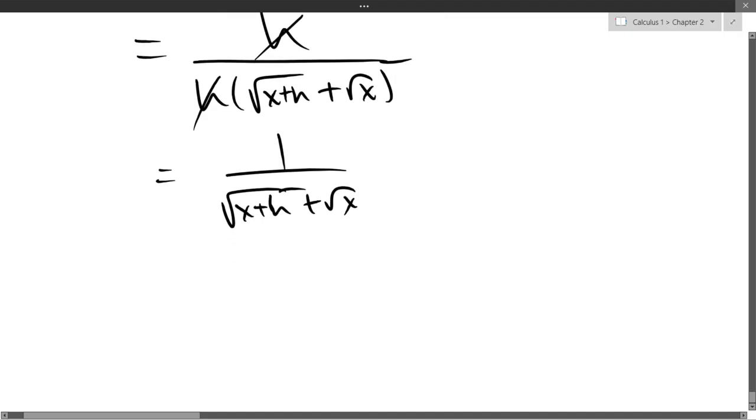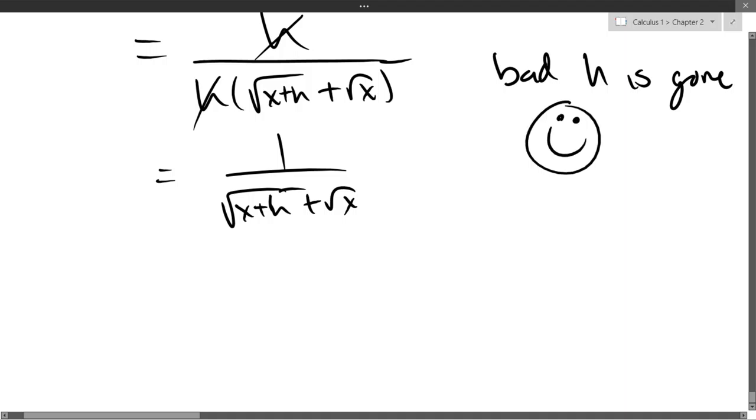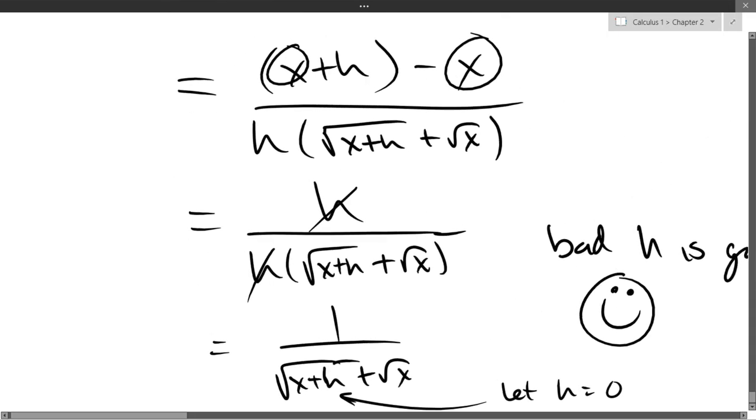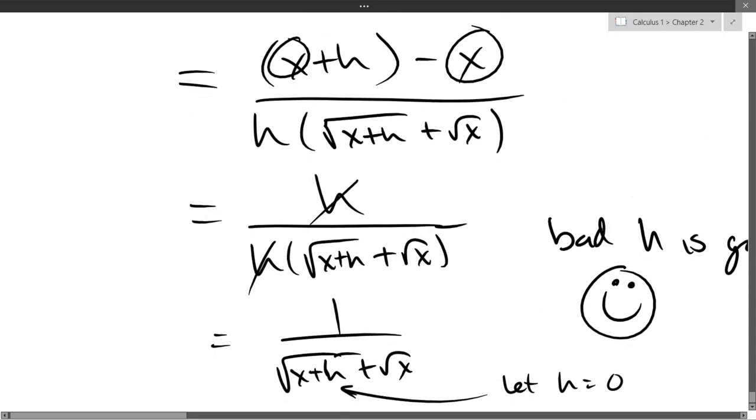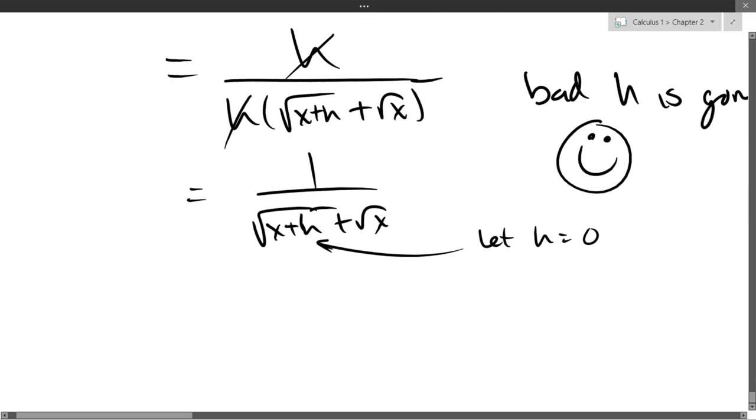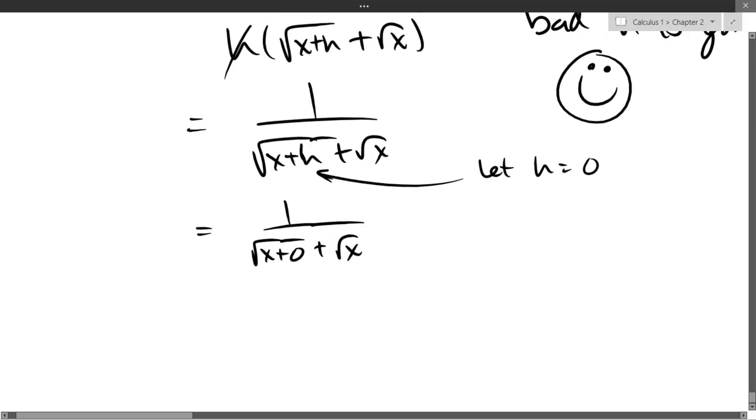So 1 over... our bad h is gone. Smiley face. So now our good h, you can let this one equal zero. I couldn't do it before because I'd be dividing by zero. So that would be very illegal in the previous step to just say h is zero. I'd be having an undefined quantity. So we got 1 over square root x plus 0 plus square root x, which is 1 over square root x plus square root x, or 1 over 2 square root x.